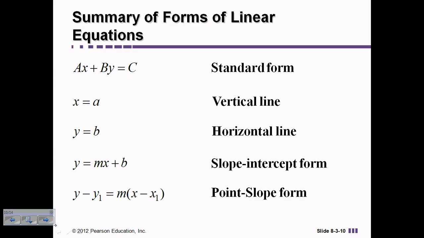So in summary, these are all of our different problems. So we have ax plus by equals c. That's called standard form. And in standard form, a and b are integers, and preferably a is positive. Okay? With the vertical line, you have the form x equals a. Vertical line, slope is undefined. Horizontal line, y equals b, and slope is 0.